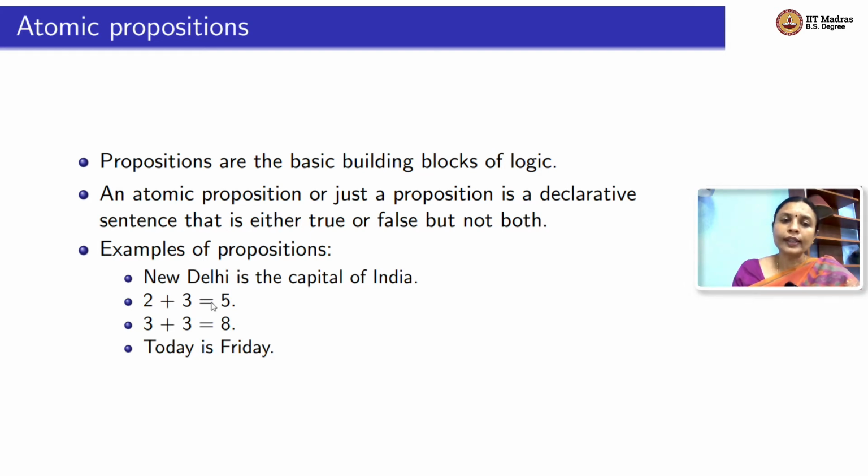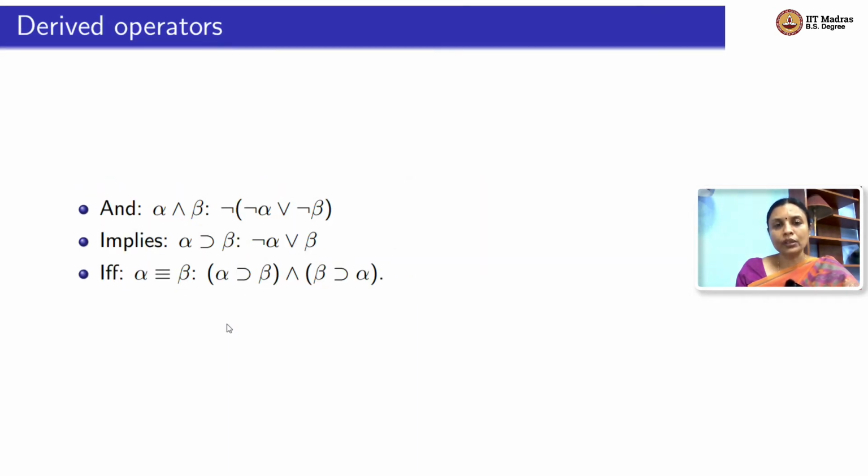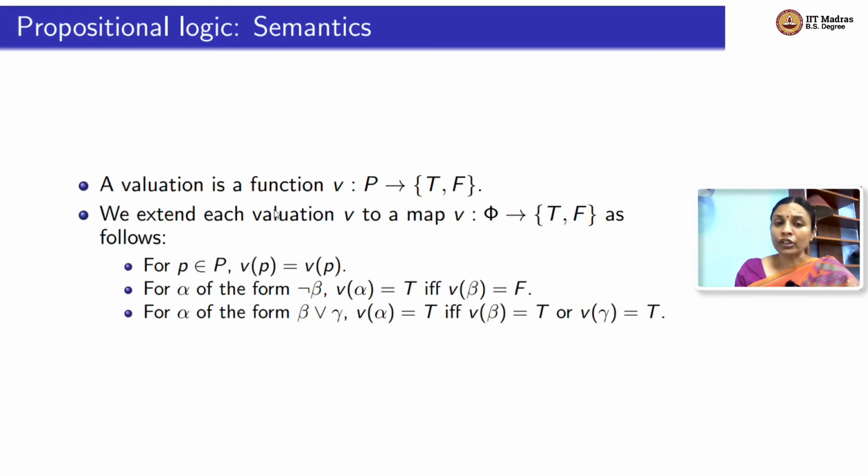If 2 plus 3 equal to 5 is an atomic proposition, then a valuation function will tell you that it is always true. Similarly, if 3 plus 3 equal to 8 is another atomic proposition, then a valuation function will tell you that this is always false. So a valuation is a function that takes an atomic proposition and tells whether it is true or false. We extend each valuation V, this is for every atomic proposition.